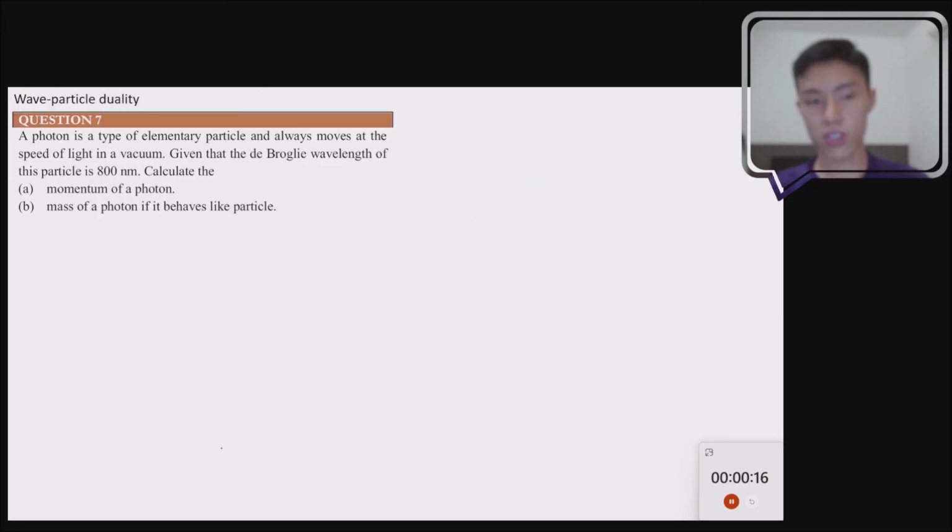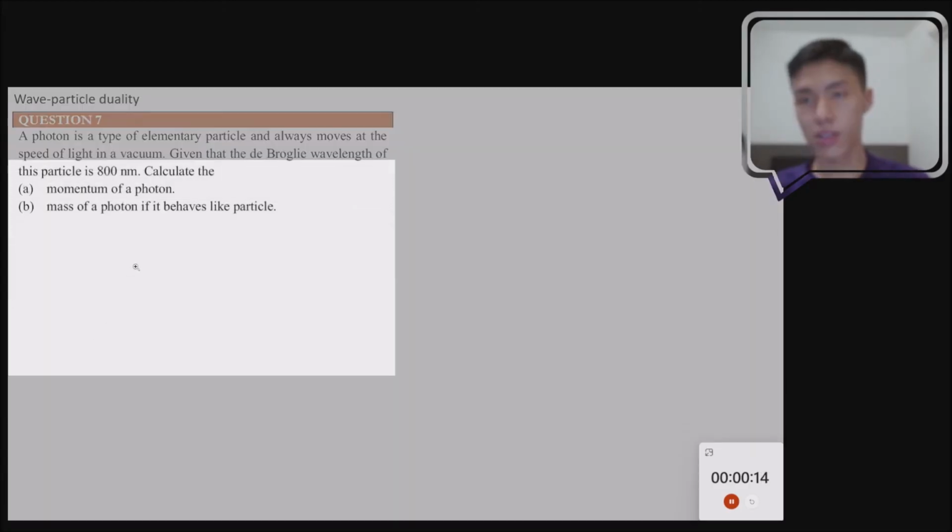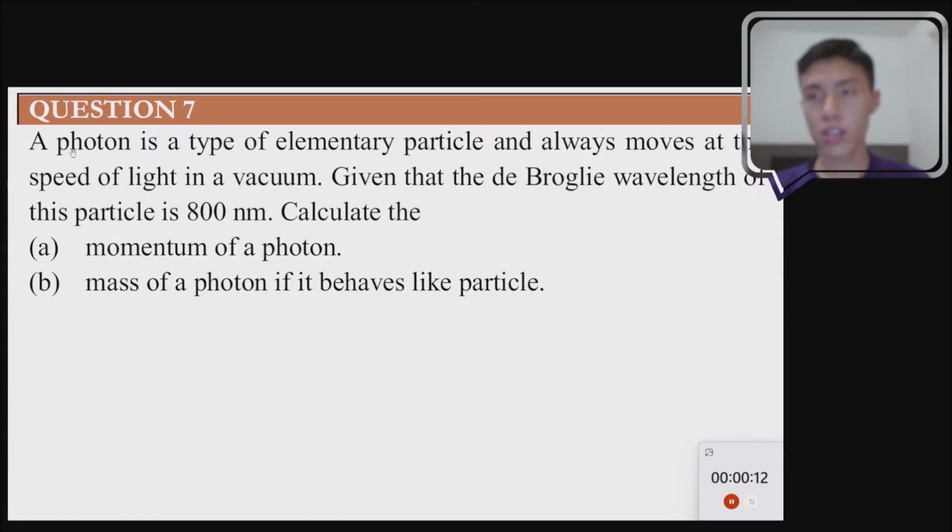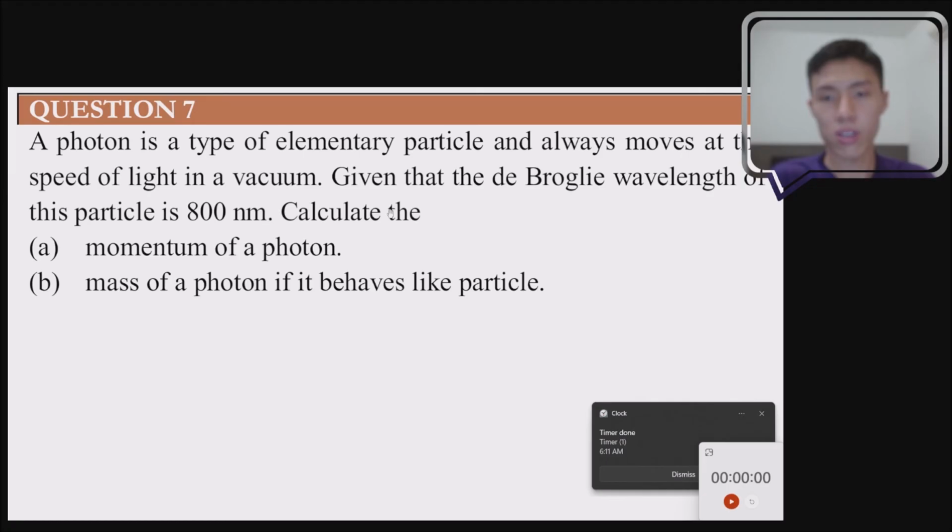Next, question 7. A photon is a type of elementary particle and always moves at the speed of light in vacuum. So this is a light particle, light behaving as a particle known as a photon. Given that the de Broglie wavelength of this particle is 800 nanometer, calculate.